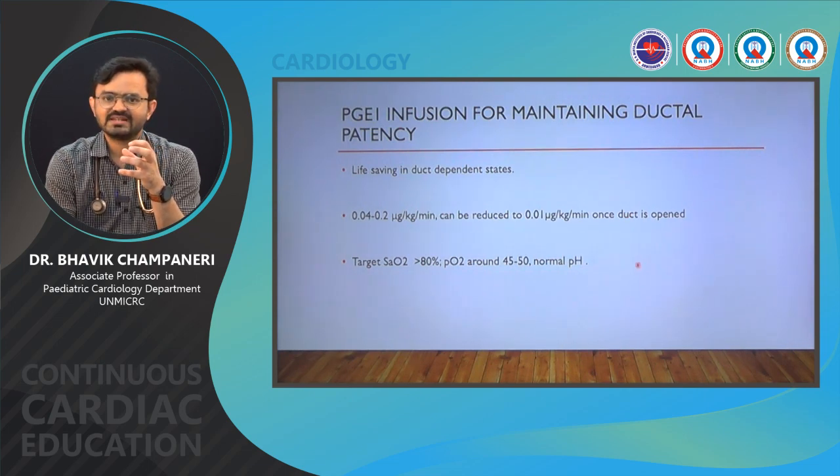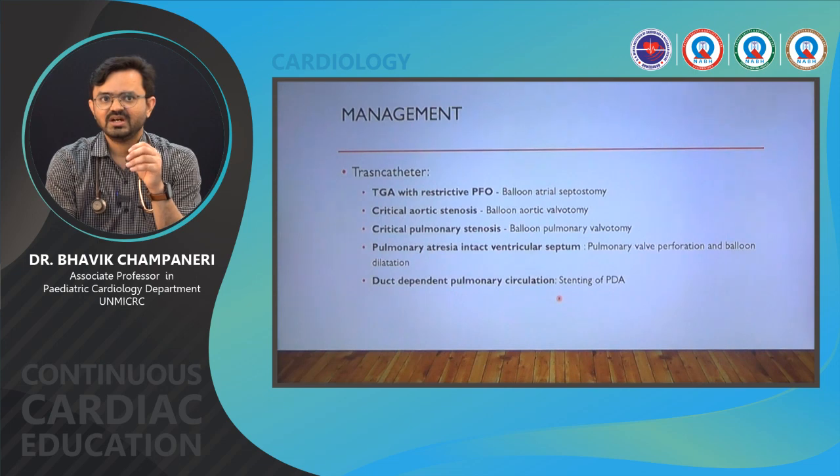Here we are not targeting saturation in the range of the 90s or above 95 and 100. Our aim is to maintain saturation somewhere around 80 to 90, or more than 80%, with a PO2 of around 45-50, and the main target is to have a normalized pH.